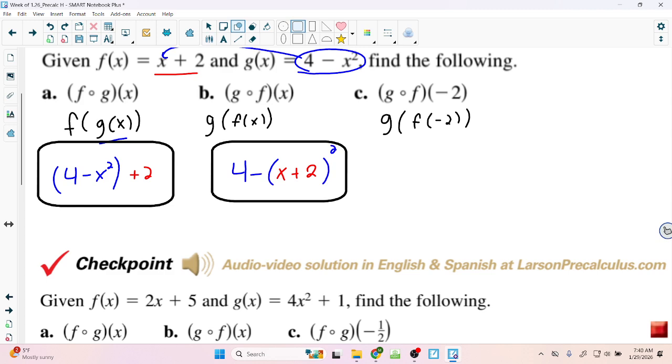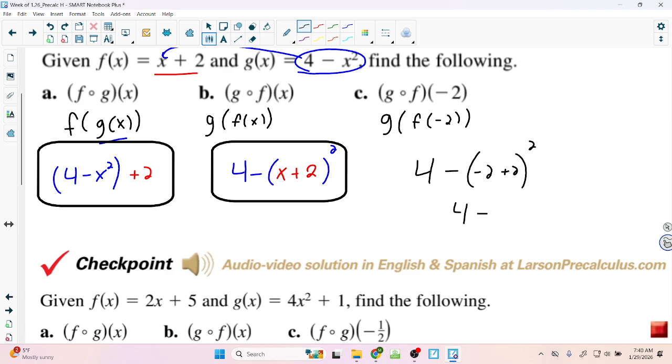And then this next one is g of f of negative 2. So we would put negative 2 into f, which actually gives us 0. We'd square it, and we'd take that from 4. So if you want to, we can just write down this function, 4 minus negative 2 plus 2 squared. It's basically what we just did. And that's going to be 4 minus 0 squared. That's going to be just 4. So that's composition of functions.